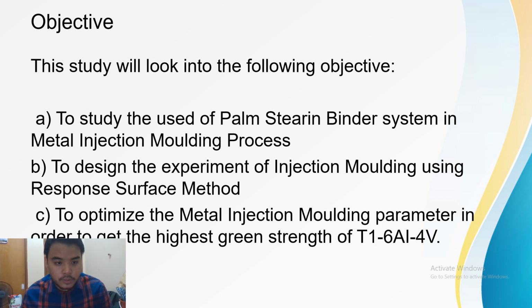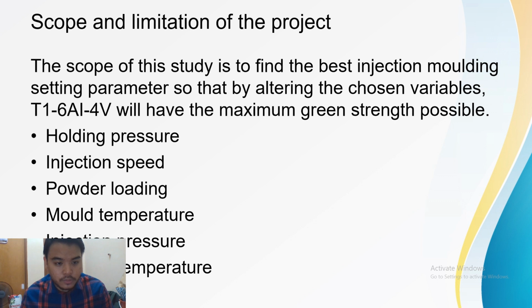Next, we'll be moving towards the objective. This study will look into the following objectives, which are to study the use of palm stearin binder system in metal injection molding, to design the experiment of injection molding using response surface method, and to optimize the metal injection molding parameters in order to get the highest green strength of Ti-6Al-4V.